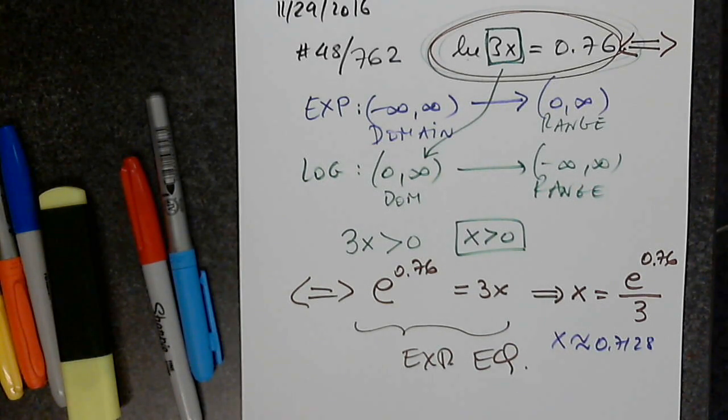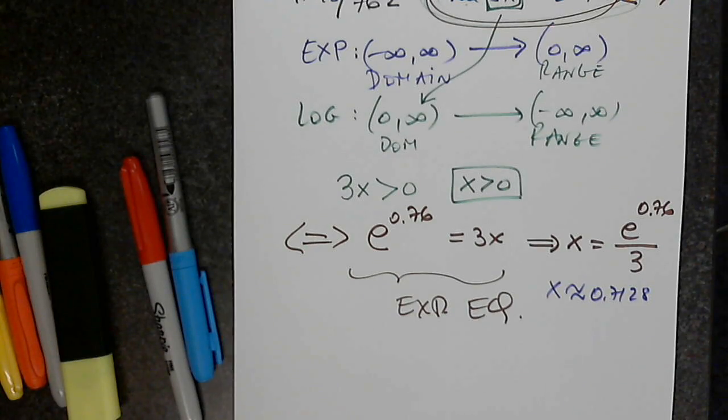It would be just the natural log of 3 times the previous answer, right here, because I want the whole thing. I don't want to truncate it. And when I hit enter, what should I get? Should get 0.76. Otherwise, x is wrong. It's incorrect. And that's it. Good. Any questions on this problem?